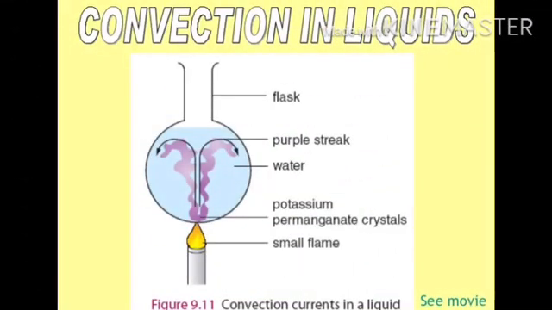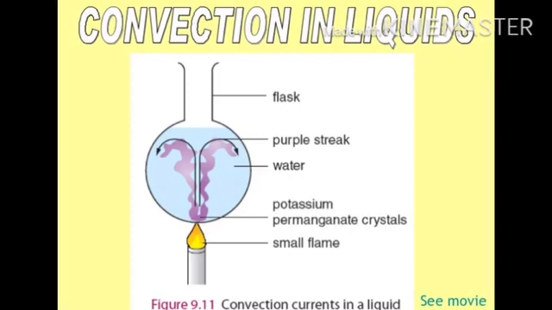Now I am going to discuss activity number 6 to show that liquids transfer heat by convection. Material required: round bottom flask, cold water, potassium permanganate. Procedure: gently place a small crystal of potassium permanganate into a round bottomed flask containing cold water. Heat the water near the crystal with a small Bunsen burner flame. Observe the movement of the purple colour solution.